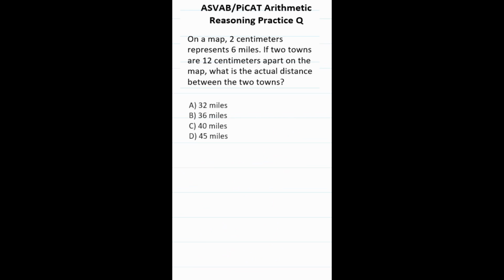So on the map, they would... This ASVAB PiCAT arithmetic reasoning practice test question says, on a map, 2 centimeters represents 6 miles. If two towns are 12 centimeters apart on the map, what is the actual distance between the two towns? So we can use a proportion to solve this one. Again, we know 2 centimeters corresponds with 6 miles. That's going to be equal to 12 centimeters, corresponding to an unknown actual number of miles. Again, I kept centimeters up here, centimeters are up here, miles are down here, miles are down here. Now that we set this up, we solve it via cross multiplication.